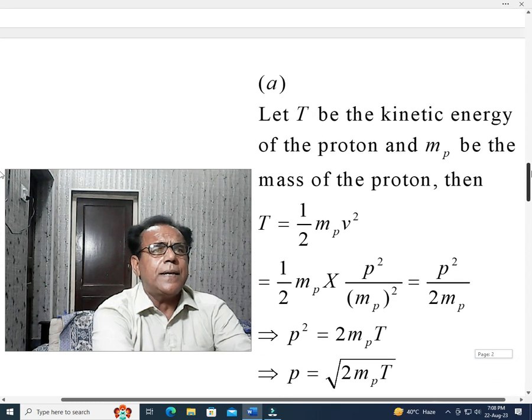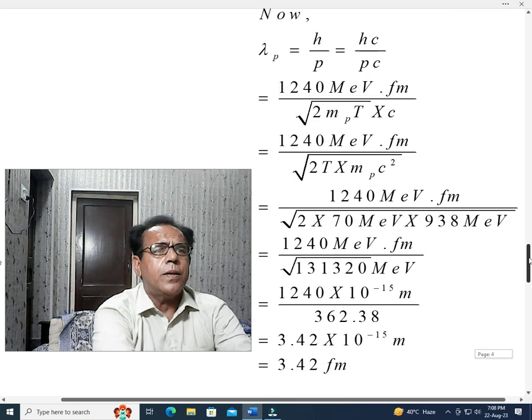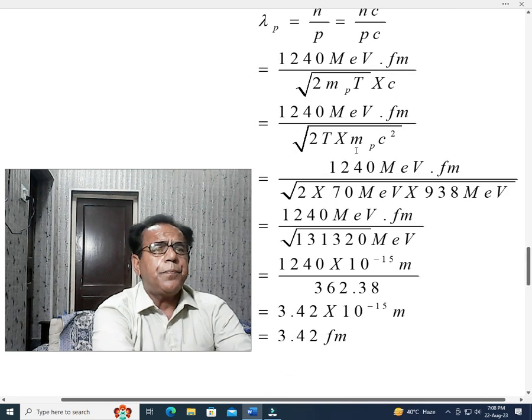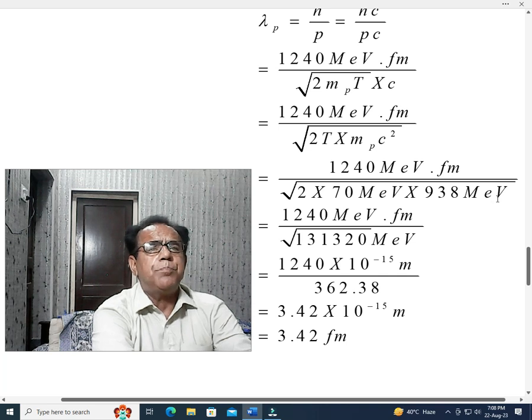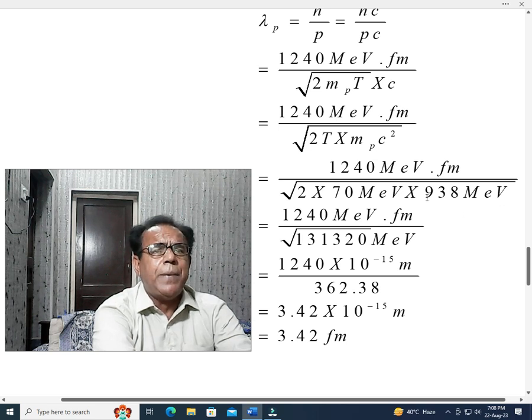This c square will be cancelled out. So in place of mpc square we have simply written 938 million electron volt. Its c square denominator is cancelled with this. So this mpc square will be written in this form, 938 million electron volt, because mp is equal to 938 million electron volt per c square. Then we put it here, and c square is cancelled with c square.